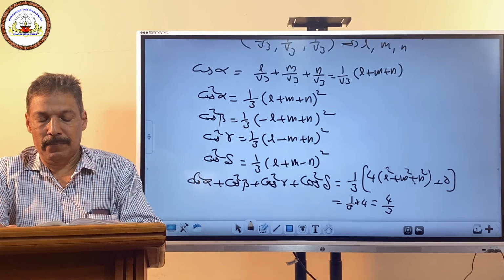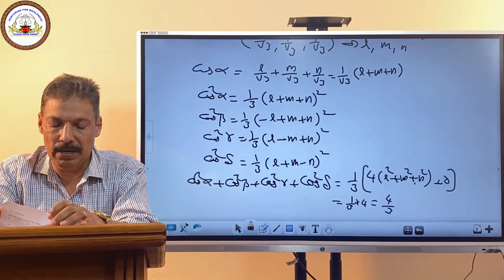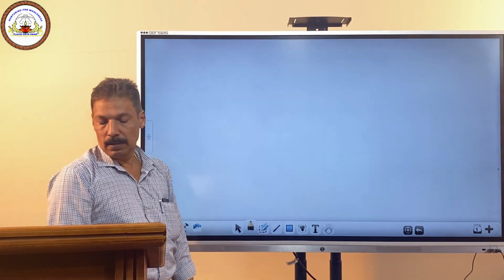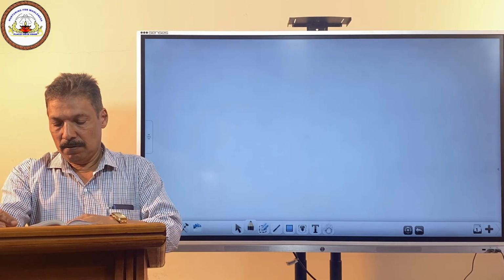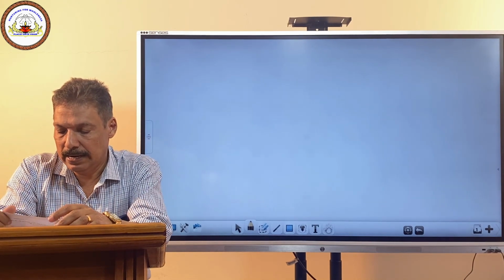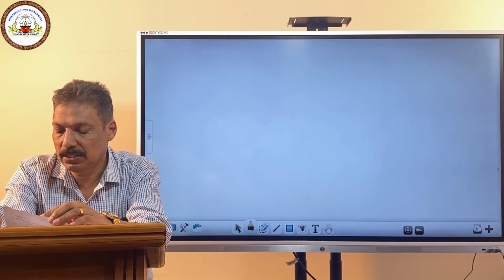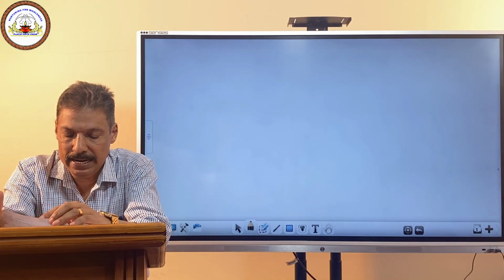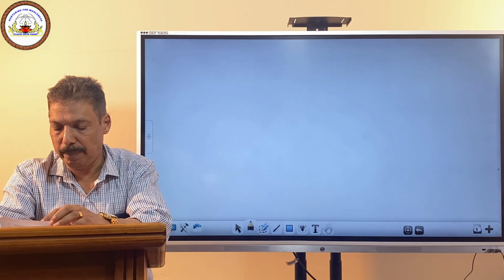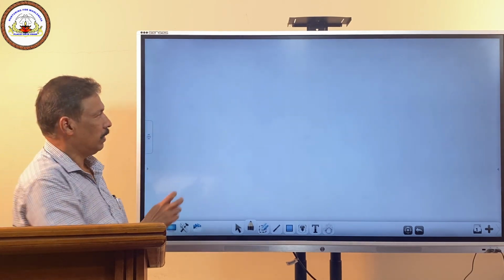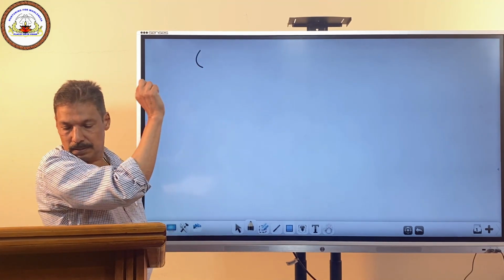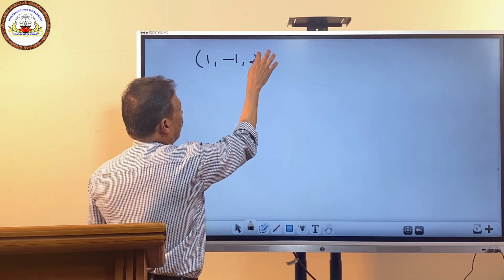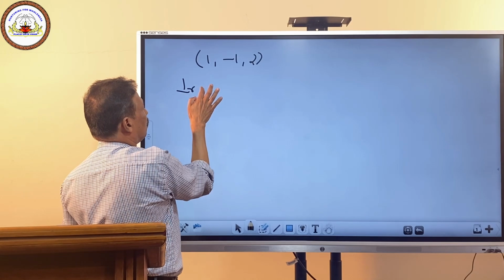Okay. Then we move to our example number 27, page number 495. The question is, find the equation of the plane containing the point 1, minus 1, 2. That means our plane is passing through the point 1, negative 1, 2 and is perpendicular to the planes.